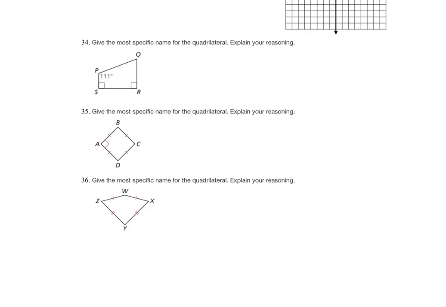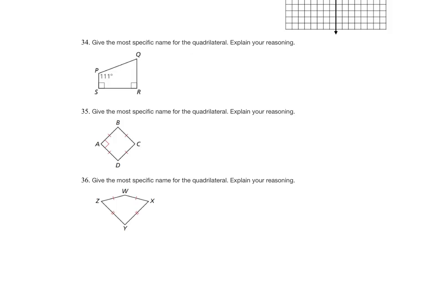Okay, the last three here, we had a couple like this yesterday. Give the most specific name of the quadrilateral. Okay? So, first up, these two are both 90. Okay? So what's that tell me about PS and QR? What could I say about PS and QR? They are what? What'd you say?